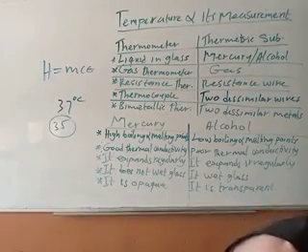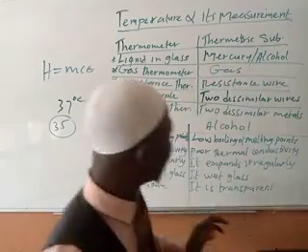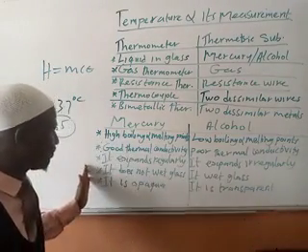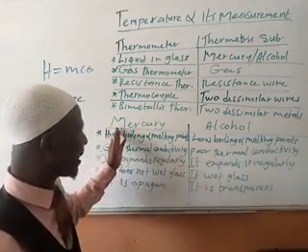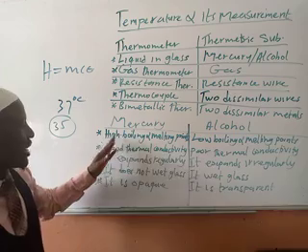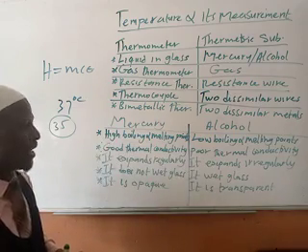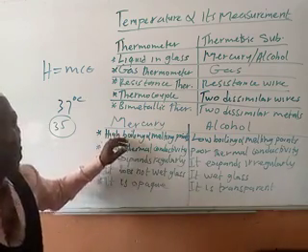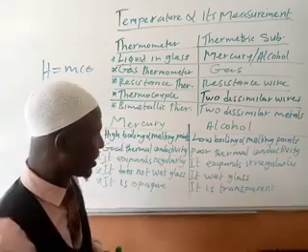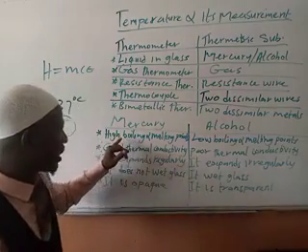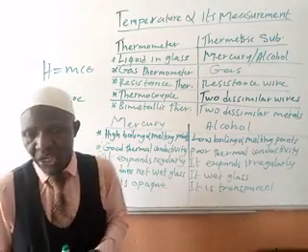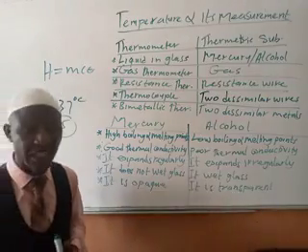That's why we need to differentiate between the mercury and alcohol as thermometric substance. We have some differences here. Mercury as thermometric substance, alcohol as thermometric substance. In case of mercury, mercury has high boiling and melting point. So mercury can measure up to 357 degrees centigrade. That is the highest temperature that mercury can measure, while its lowest one is minus 35 degrees centigrade.